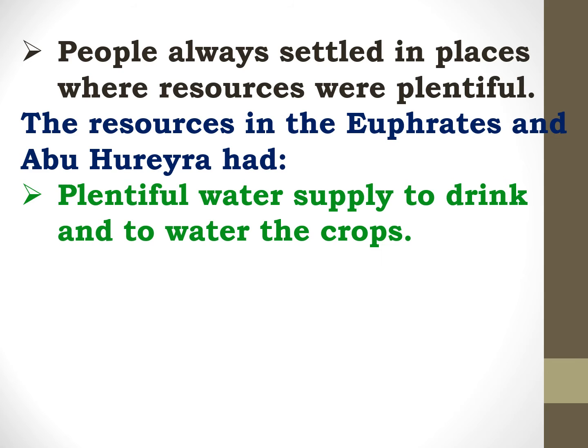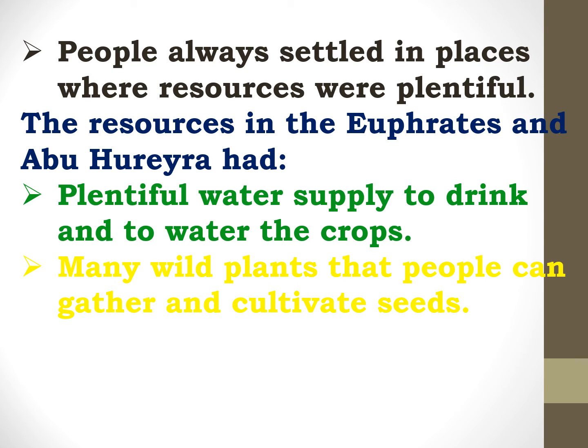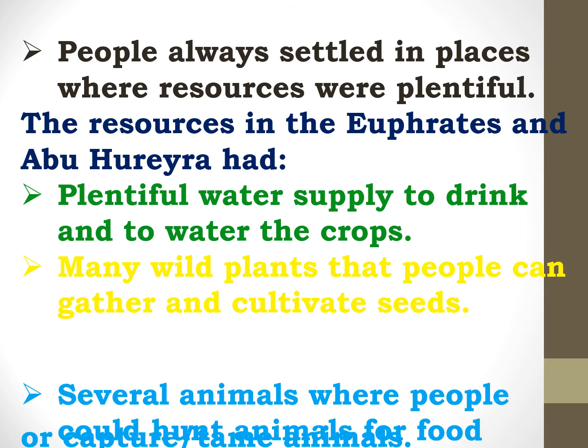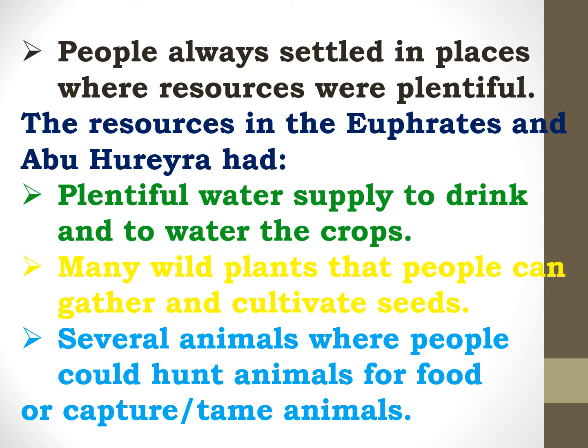First of all, they had a plentiful water supply to drink and to water the crops as well. And they had many wild plants that people could gather and cultivate seeds from. And there were several animals that people could hunt for food, or capture or tame.